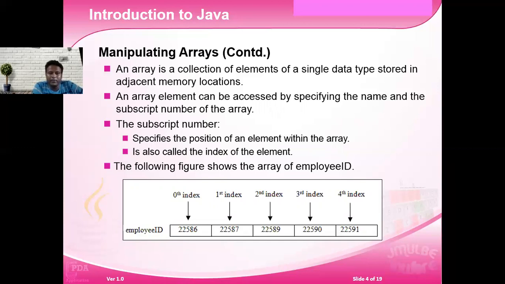An array element can be accessed by specifying the name and the subscript number of the array. The subscript number specifies the position of an element within an array, and is also called the index of the element. Okay, so here we define an employee ID. In the employee ID, it stores more than one element, of the same type. All are in the numeric format. So when you define an array, in a single memory location, all the values are stored.